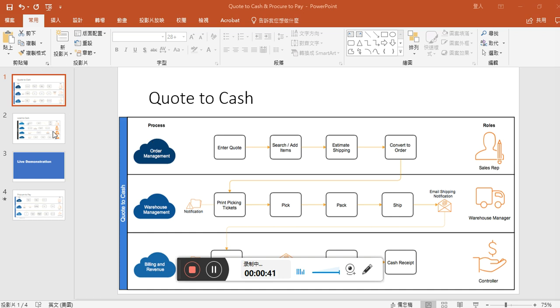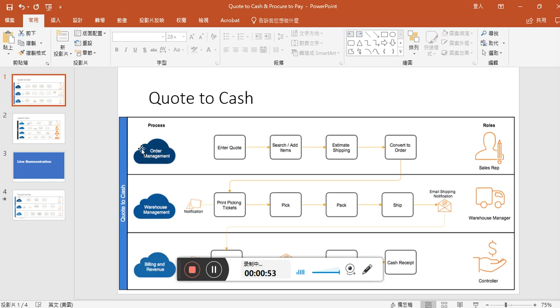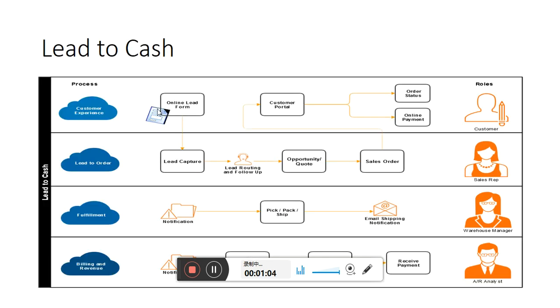At first, I'm going to talk about the lead to cash process. There are two kinds of sales process actually: the lead to cash and quote to cash. Lead to cash means when the customer is still not your customer, and then he is a lead. First, as a sales rep, you meet the lead and create an online lead form for the customer to fill in, and you capture your lead.